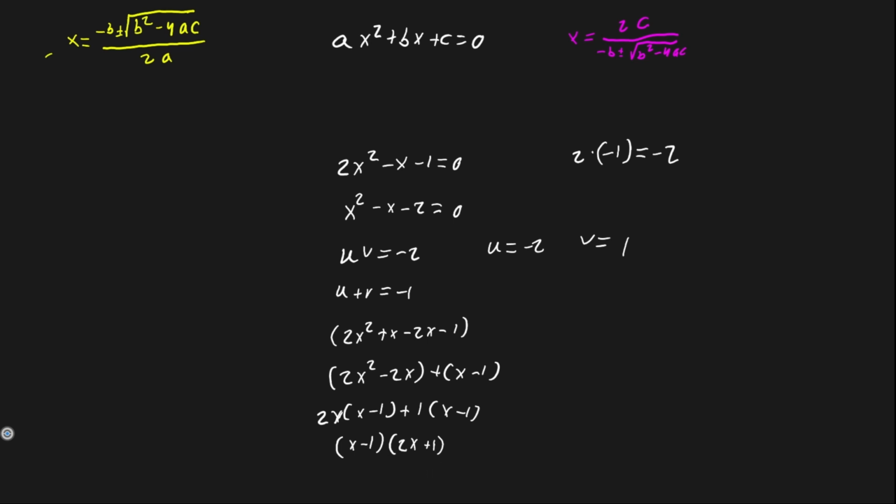And if we were to multiply everything inside the parentheses, we're going to get 2x squared minus 2x plus x minus 1. So that is basically going to give our solutions, and we just have to set every factor equal to 0. So we have x is equal to 1 and x is equal to -1/2.